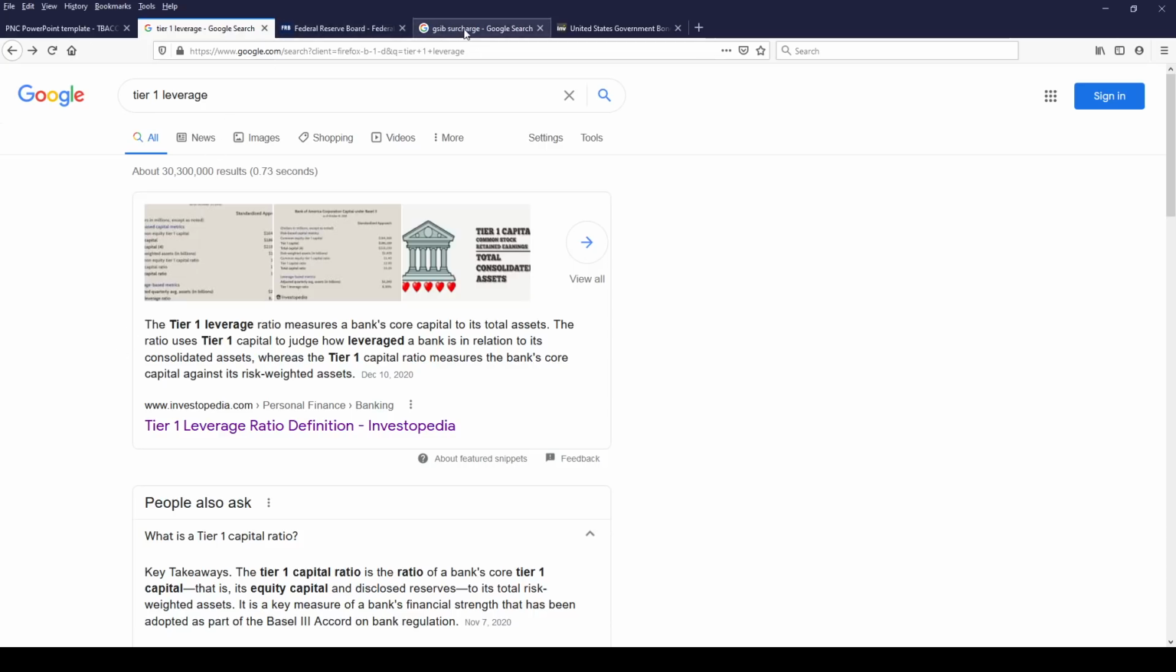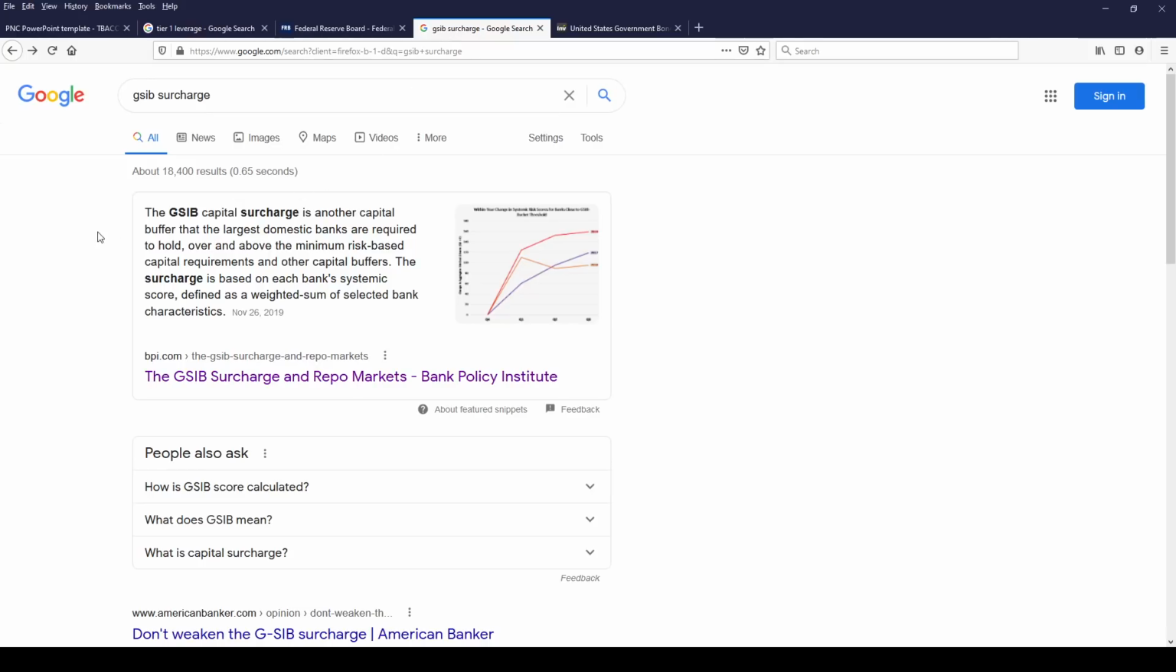We'll come back to the SLR ratio in a second. The GSIB capital surcharge is another capital buffer that the largest domestic banks are required to hold over and above the minimum risk-based capital requirements and other capital buffers. The surcharge is based on each bank's systemic score, defined as a weighted sum of selected bank characteristics.